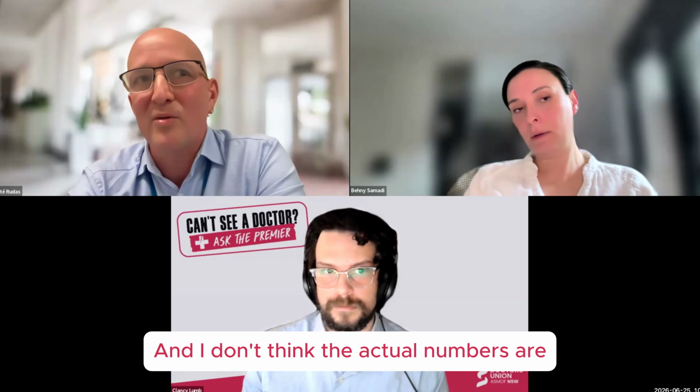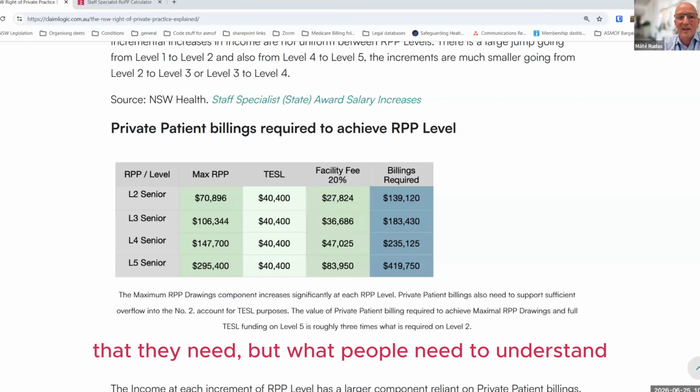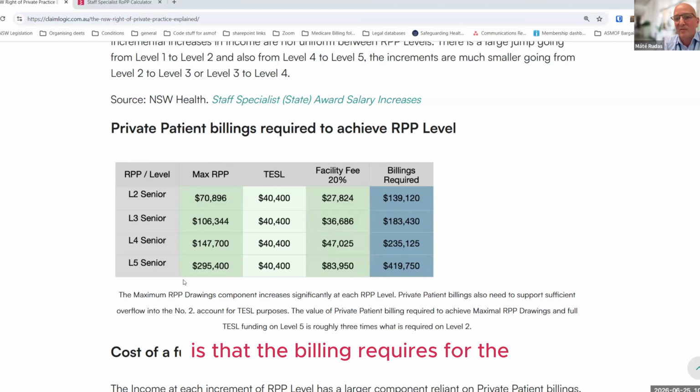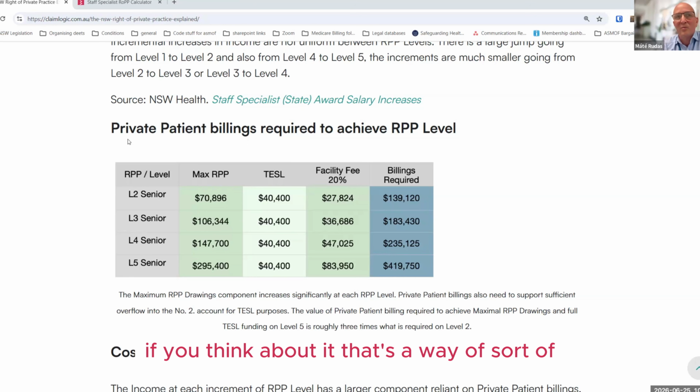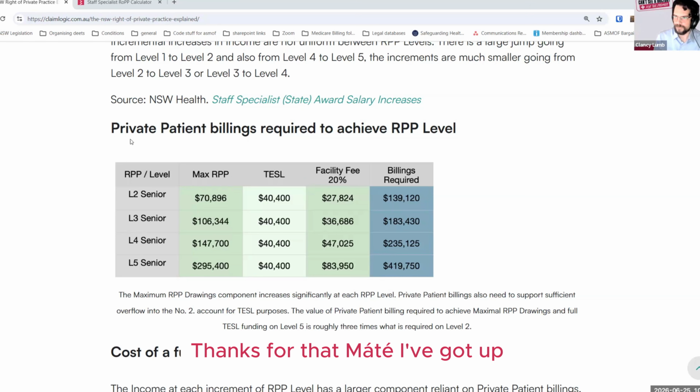And I don't think the actual numbers are important, and I don't think people should go away thinking that these are the exact numbers that they need. But what people need to understand is that the billings required for the changes in your level are much more significant than the changes in your take-home pay packet will be. And if you think about it, that's a way of sharing the increased private practice revenue between your employer and yourself. Thanks for that, Máté.